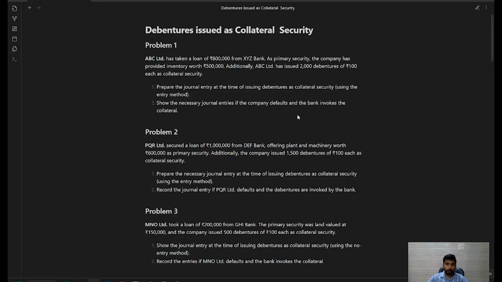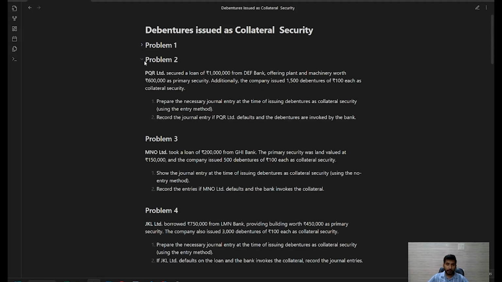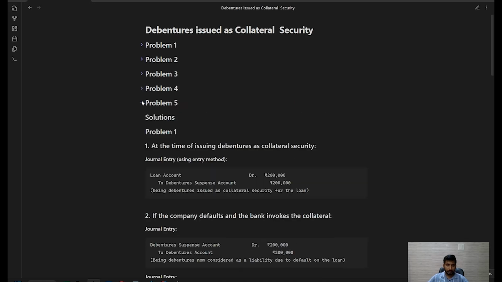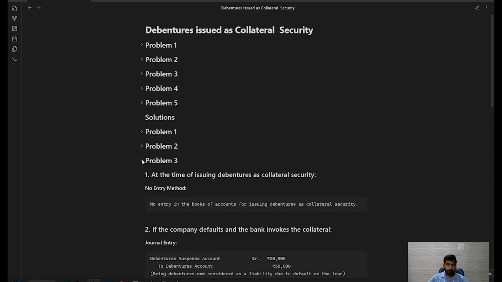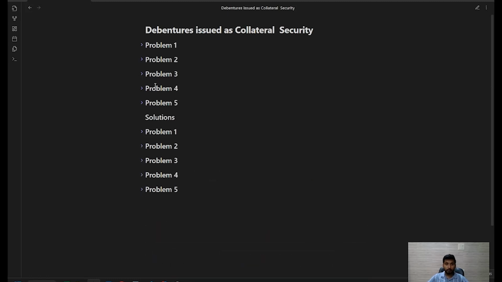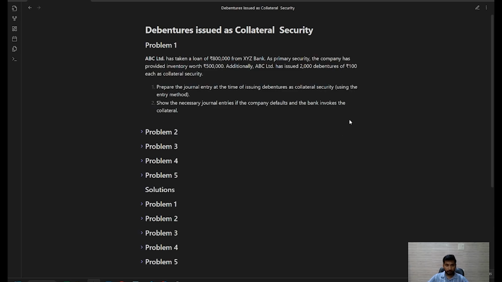And in today's video, we will be discussing a few problems regarding the issue of debentures as a collateral security. That means the debentures when they are issued as the collateral securities. So for that, I have taken five problems, solution wise, and we will solve each problem one by one.